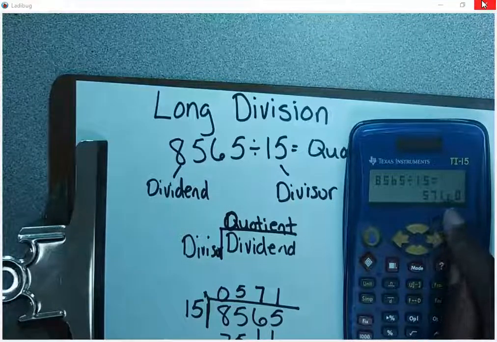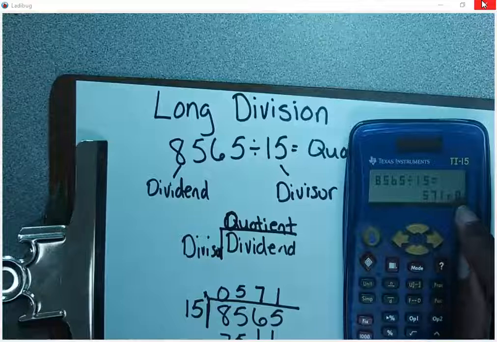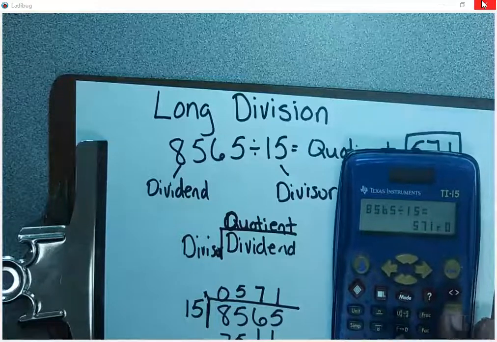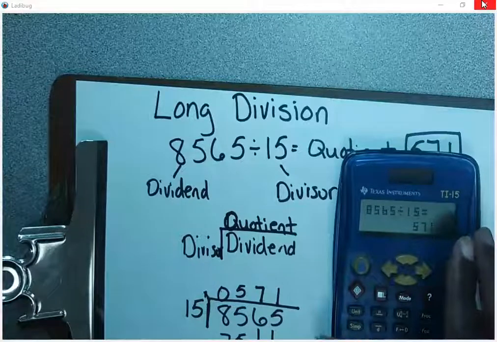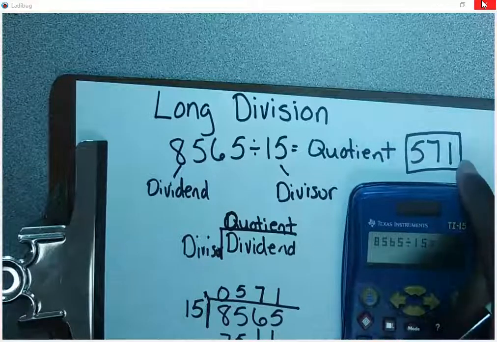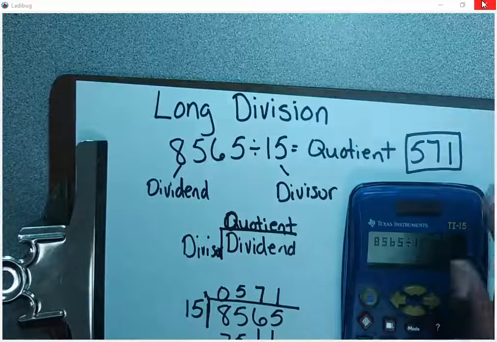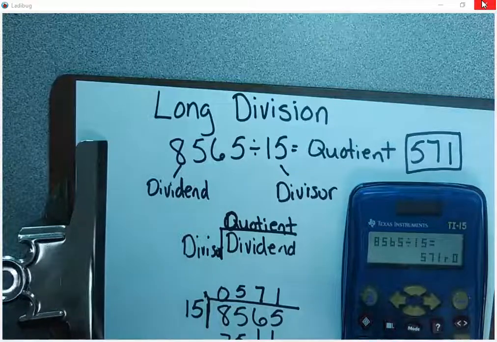Also, you got that R0, which means the remainder is 0. I did not include my remainder because if it's 0, it's not needed. But I did get 571 as my answer. All right, so I can say in bold that that's correct.